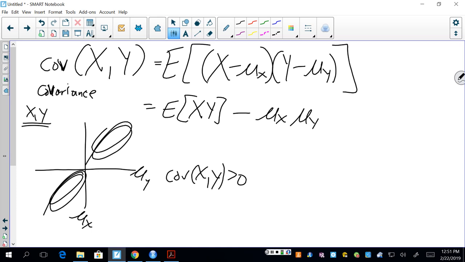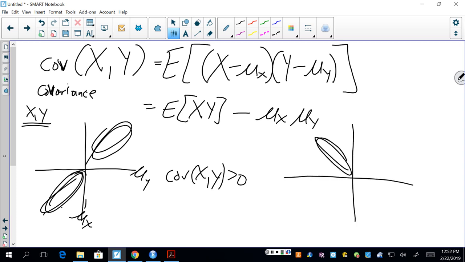Because if x is up here, it's bigger than its mean, and also y is bigger than its mean. But down over here, x is less than its mean and y is less. So positive times positive or negative times negative is positive, and there'd be a lot of probability to put on all those combinations.